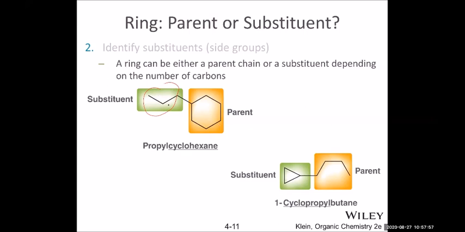And outside the ring will be the branch substituent. 3 carbons outside the ring, so we call that substituent a propyl. And the parent, since it's 6 carbons, we call it cyclohexane.